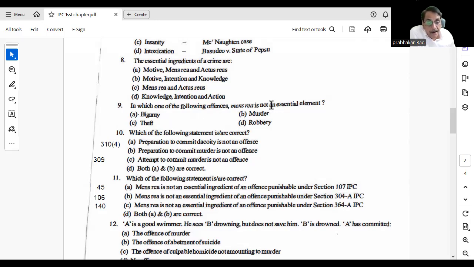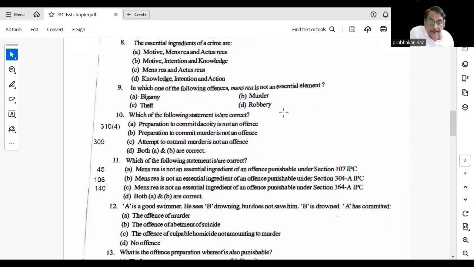In kidnapping and abduction also, in most of the cases, mens rea is not required, but in some particular instances, mens rea is required. As and when we see that in chapter 6, we will read, then we will try to find out how mens rea is required in certain cases and how mens rea is not required in some kidnapping and abduction cases. But generally, bigamy, kidnapping, abduction, mens rea is not required.